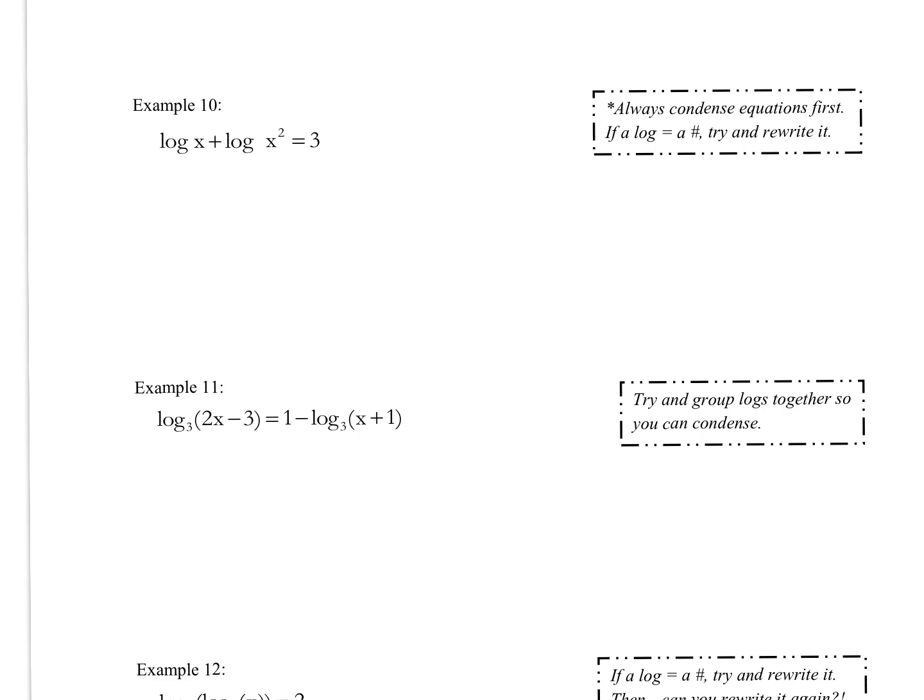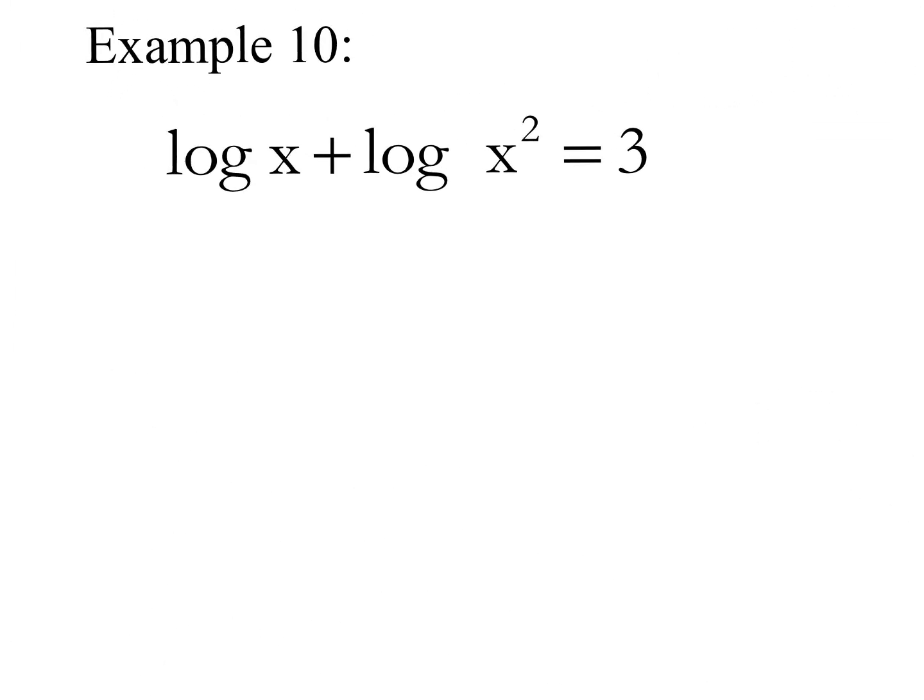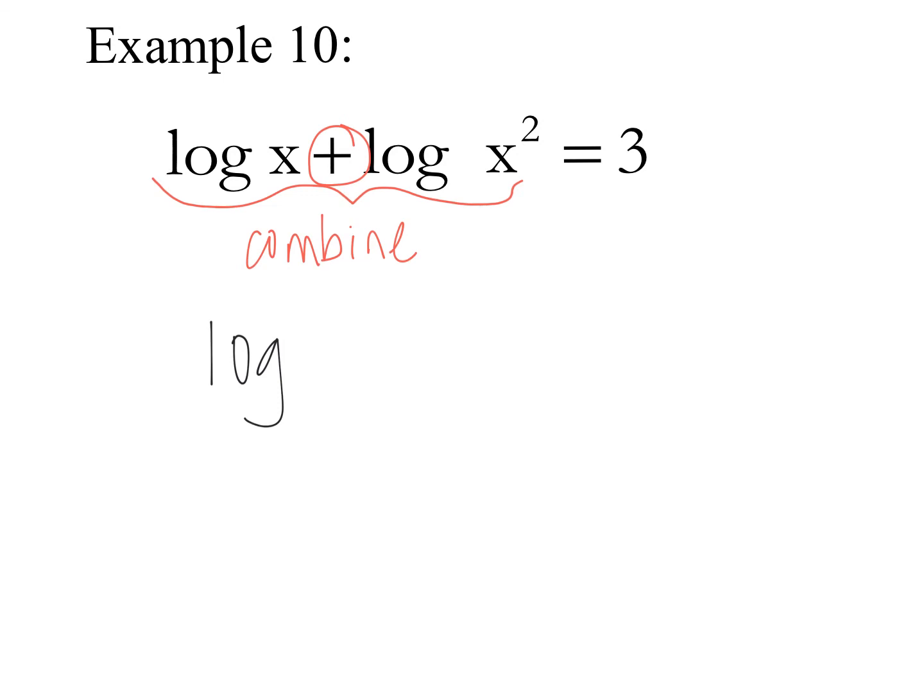Okay, so for example number 10, what I want to think about first is that I'm pretty sure that I know how to combine two logs if they're being added together. That was kind of what we just had a quiz over. I think you can make it one log. And by the way, it's just a base 10. There's no number there with it, so just remember that it's a 10. And what I'm going to do is combine the x and the x squared, and then just keep the right-hand side the same. All I did is I combined the two logs together by using the multiplication property.